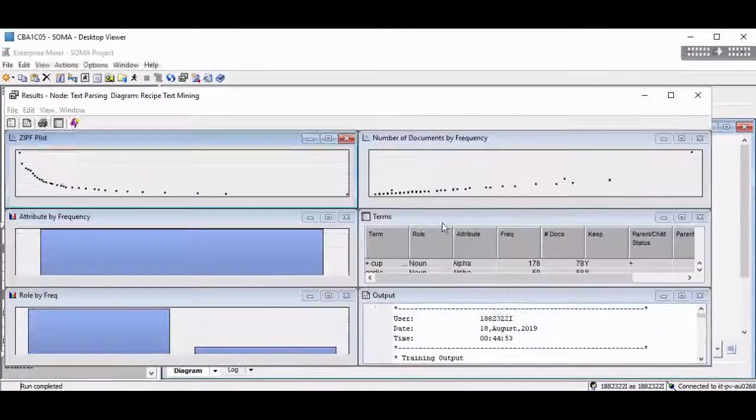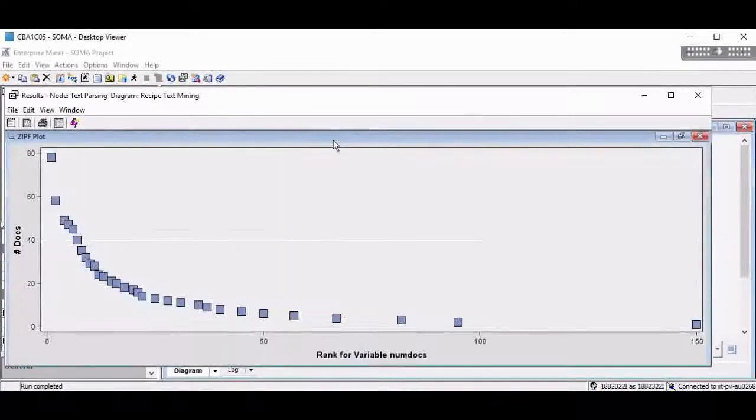We look at the ZIPF plot. This is a scatterplot for the number of documents for each term, where it is sorted and plotted by rank. The most popular was cup. A cup is a common cooking measurement in the USA. It appears in 78 recipes.